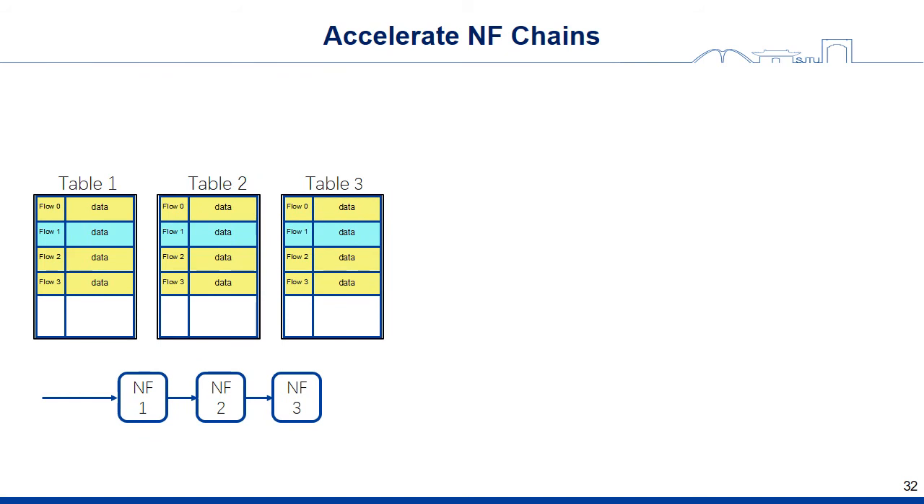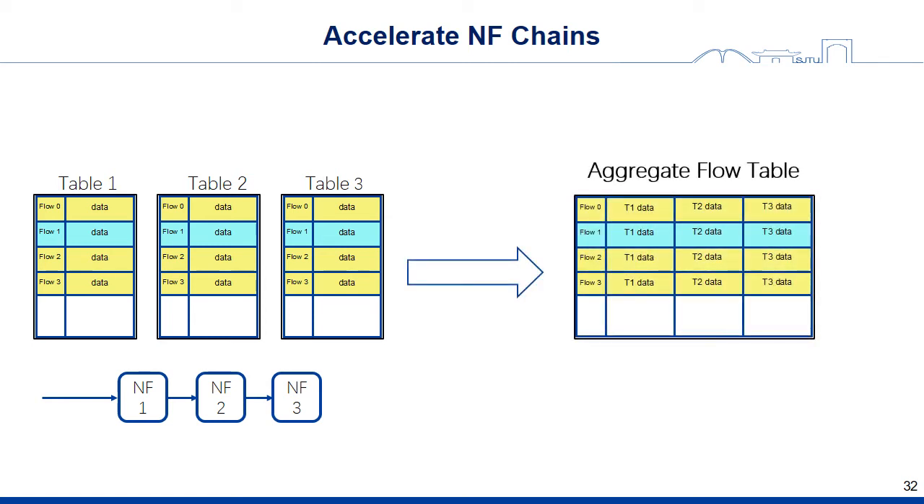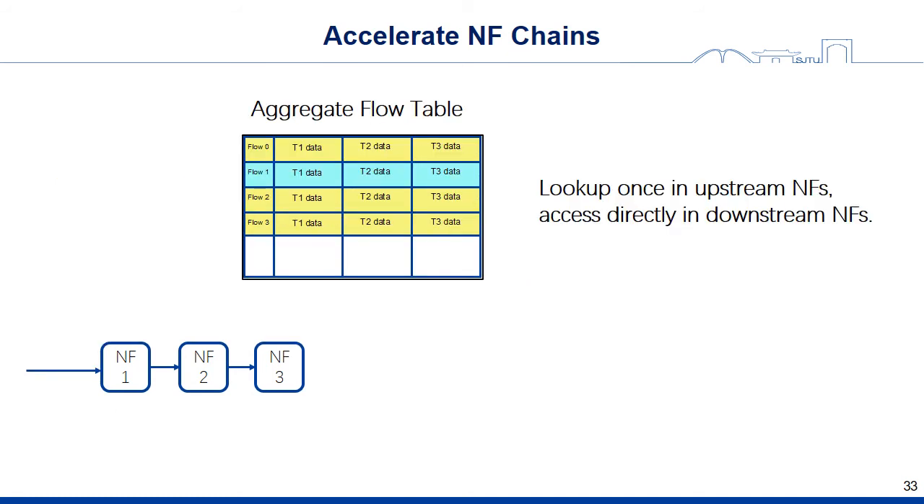Actually, we can avoid redundant 5 tuple matching by combining the 3 flow tables into one aggregate flow table. In this way, multiple table entries can be indexed by one 5 tuple matching. When the first NF looks up the state, it tags the location onto the packet. When the next NF tries to access the state, it doesn't need to look up again.